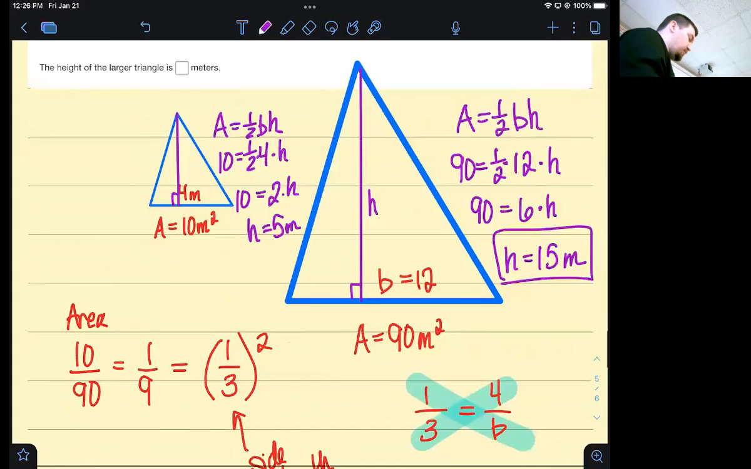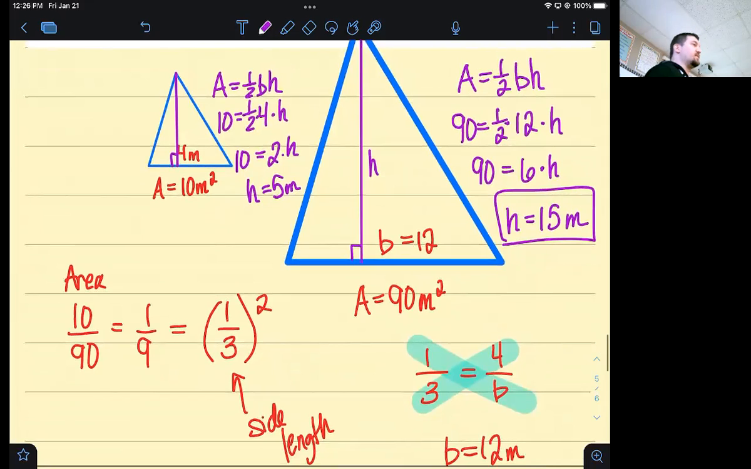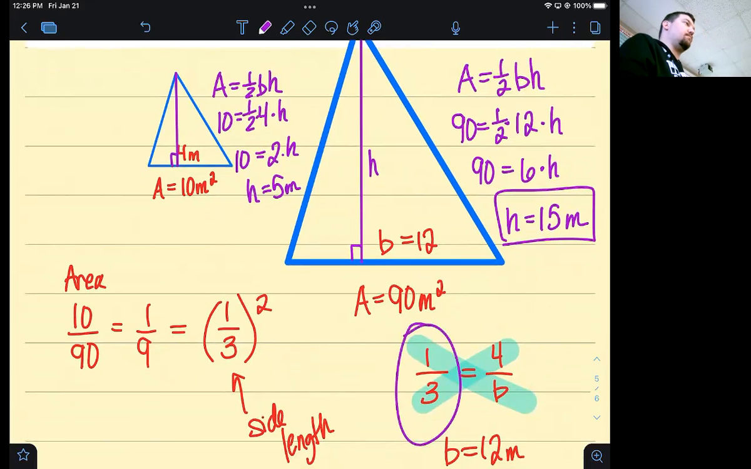And then instead of using 1 to 3 and then 4 to B, we could have used 1 to 3 and then 5 to H, and that still would have given us the height of 15. So there's multiple ways you could attack this problem. And as long as you use the ratio 1/3, get it right.